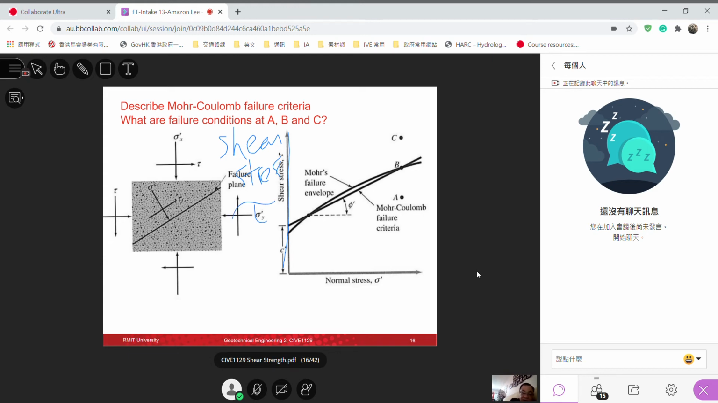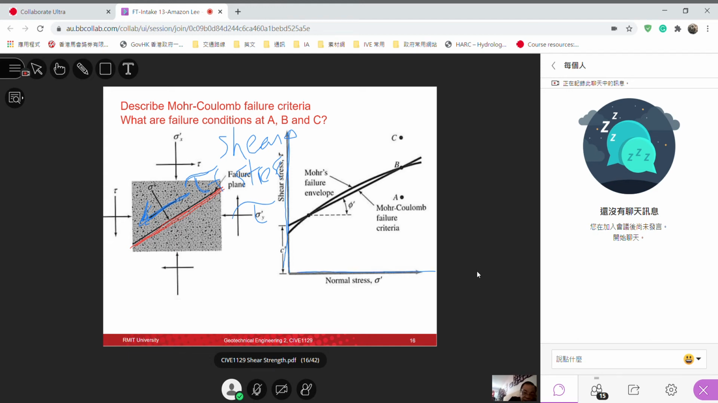Tau means the shear stress that potentially develops across this potential failure plane. The potential failure plane is here. This is the shear stress. The y-axis is the shear stress, and the x-axis is the normal stress.